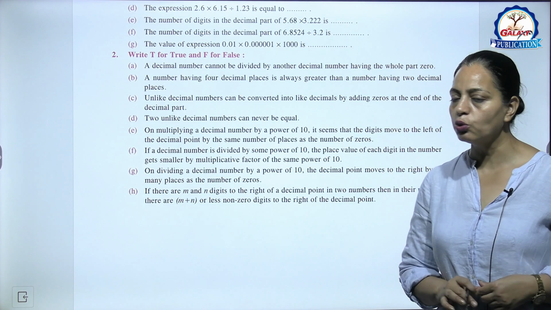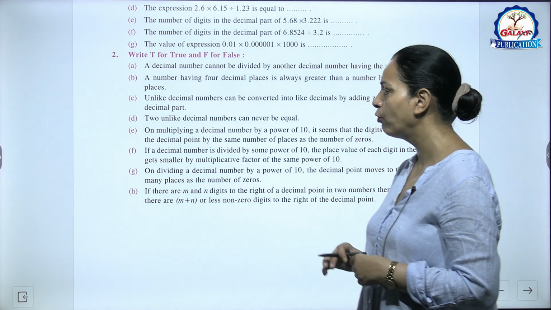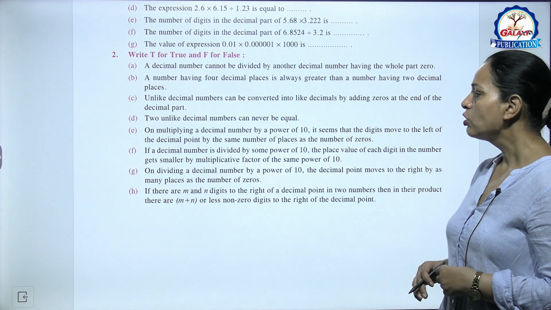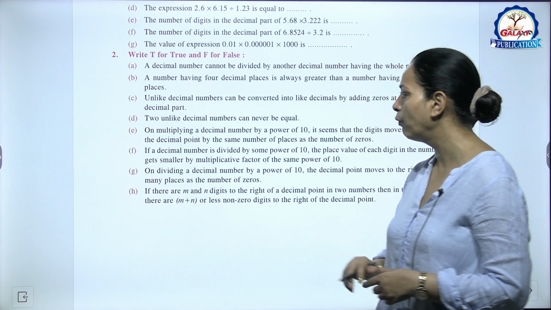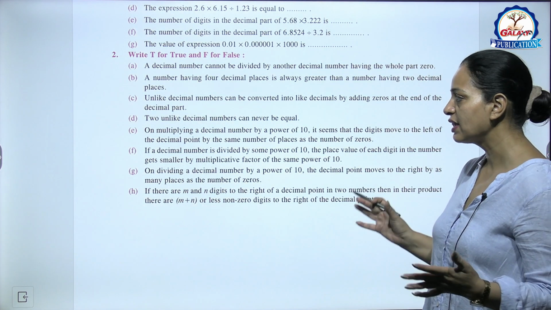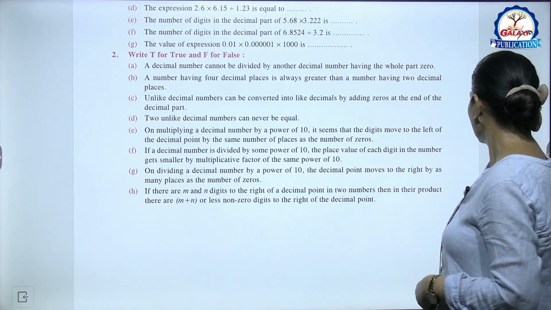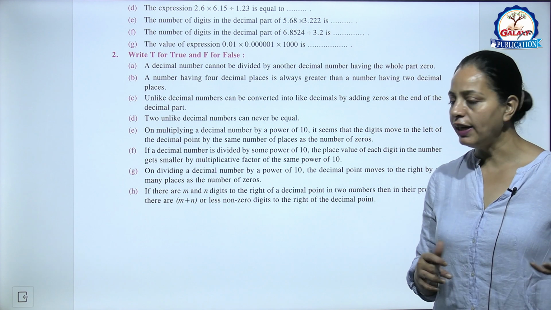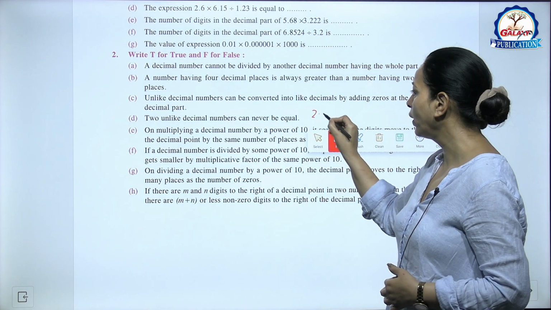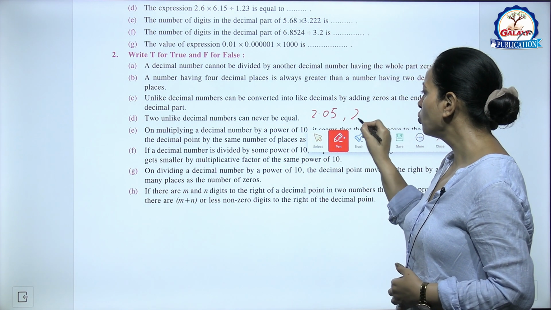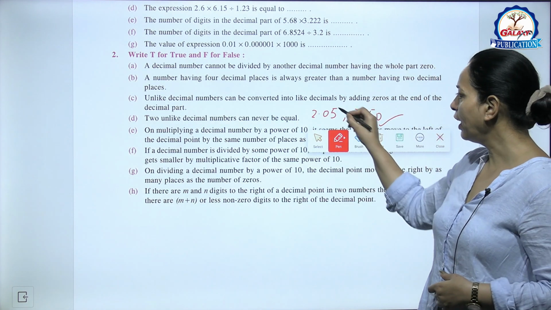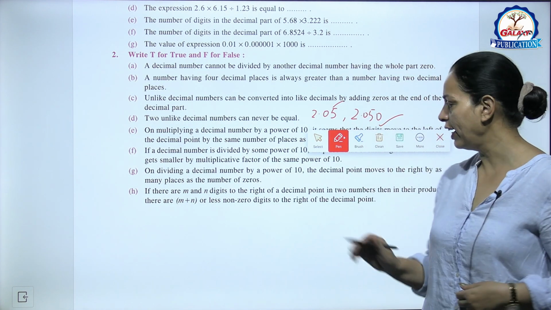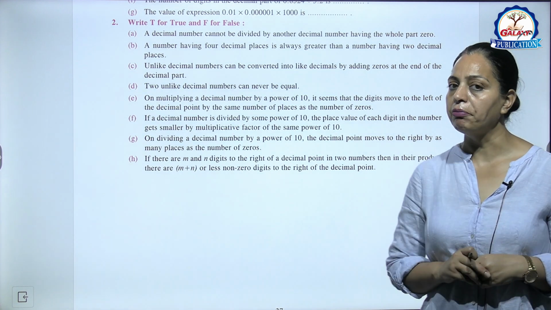Now question number 2, write T for true and F for false. Okay. So here, like D part, 2 unlike decimal numbers can never be equal. So this statement is wrong because two unlike numbers can be equal. Like here 2.05 or 2.050. These are unlike but their values are same. So similarly, you can try remaining parts.